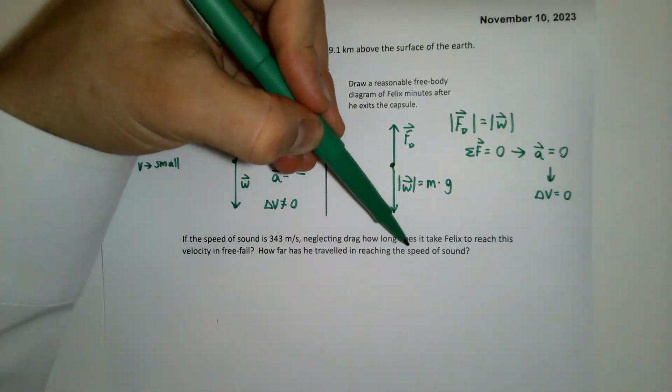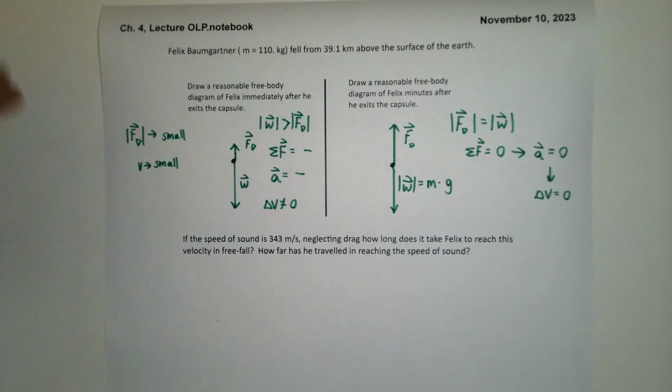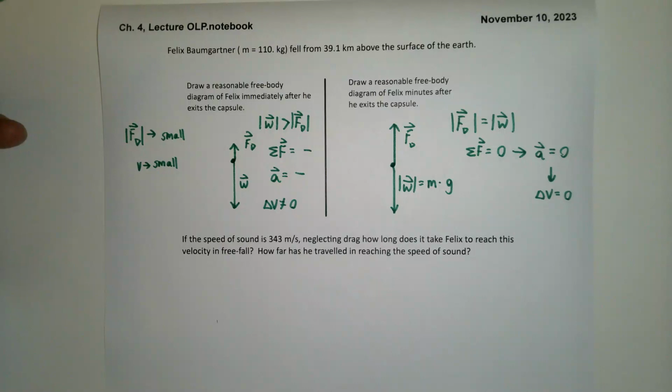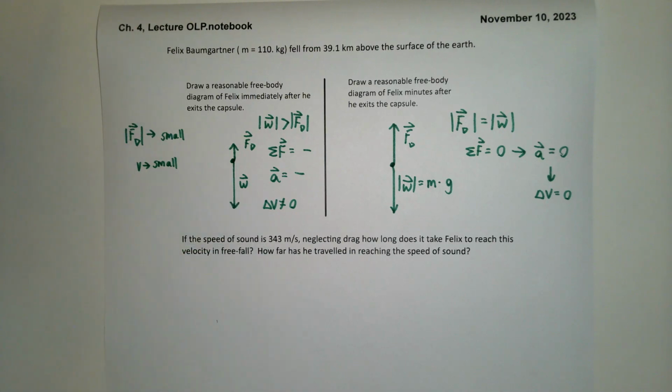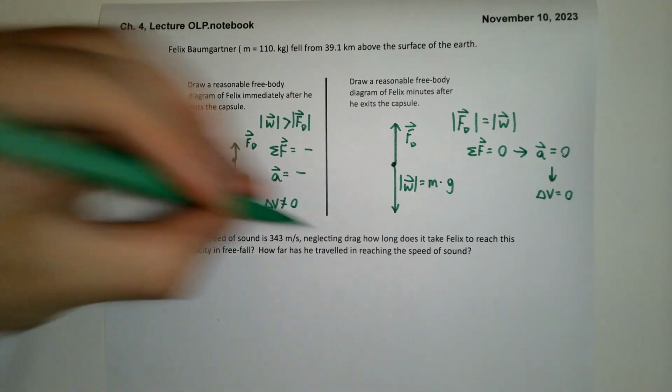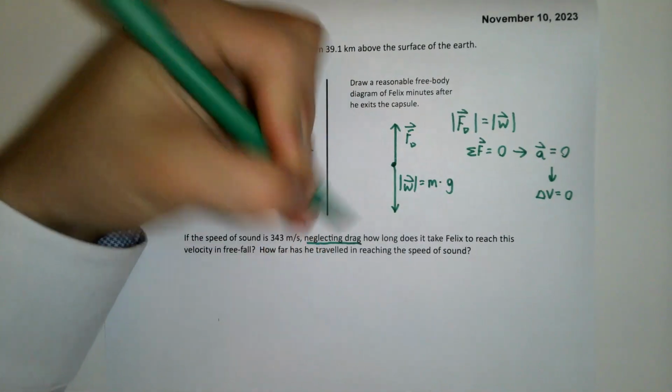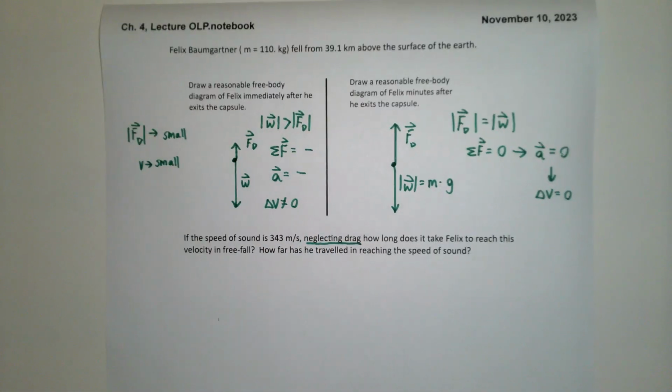We're asked, how long does it take Felix to reach that velocity? How long does it take him to go from the velocity he has in the capsule to the speed of sound, 343 meters per second? Importantly, we're going to neglect drag in this circumstance. That is a reasonable assumption.